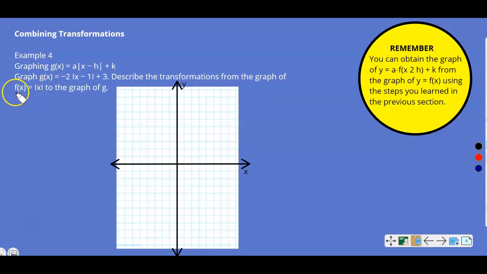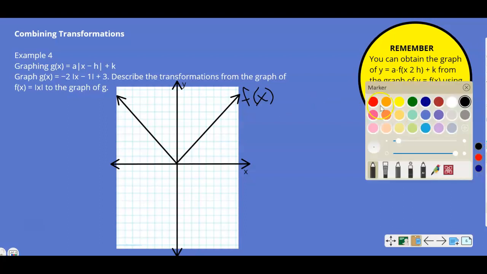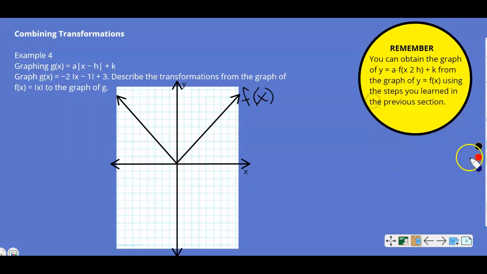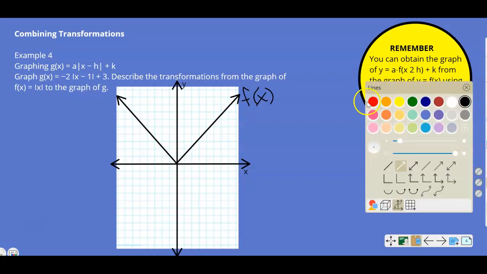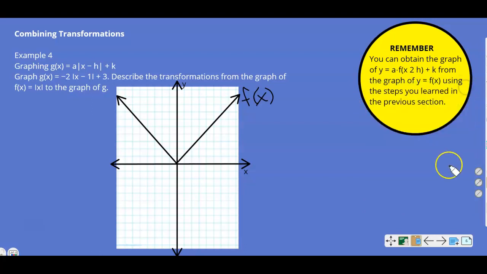All right, so we can quickly graph this. This is our parent function. We know that the parent function has a vertex at the origin and is a V-shaped graph, just like this. So we can go ahead and label that as f of x. That's our parent function, and that's what we're going to be describing the transformation from. So let's make g of x red. That'll help us tell the two functions apart.